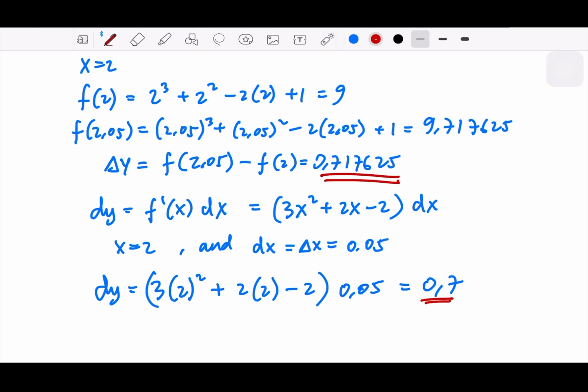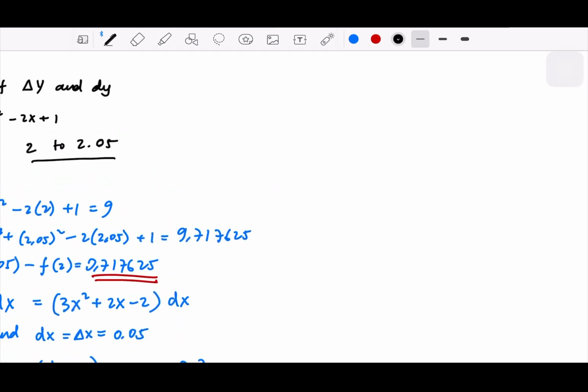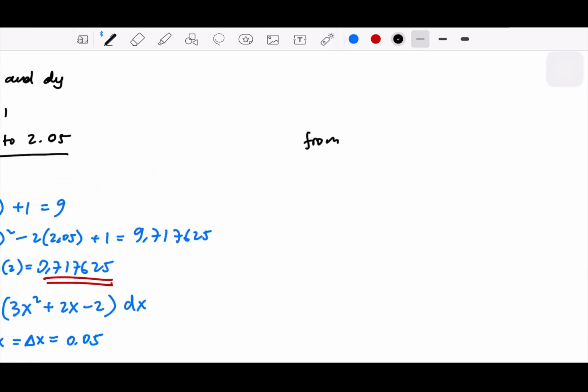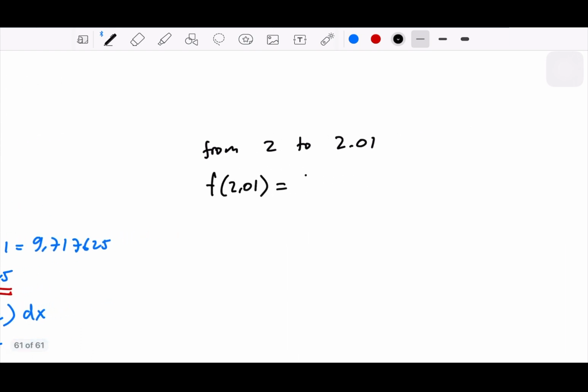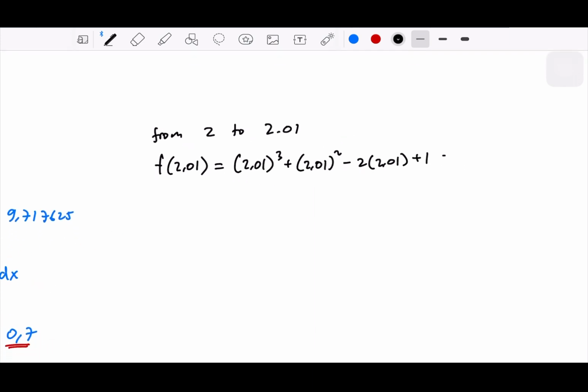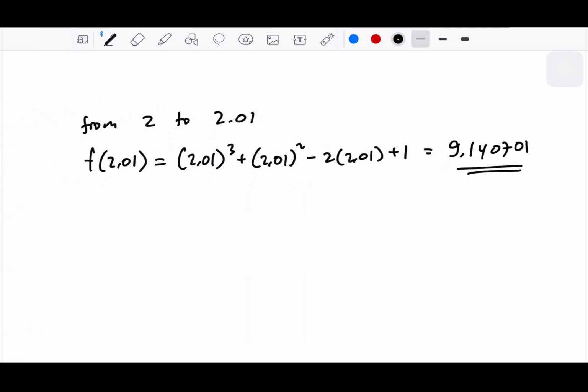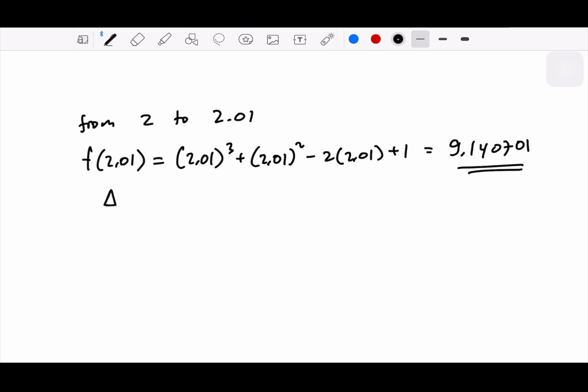Now, this changed from 2 to 2.05. If it is changing from 2 to 2.01, we can also take this approach. Then we can take some time to evaluate. So the result is 9.1 for f(2.01). So delta y is f(2.01) minus f(2). This will be 0.140701.